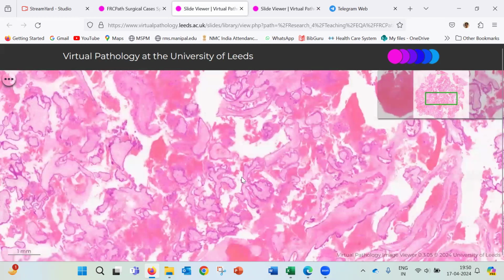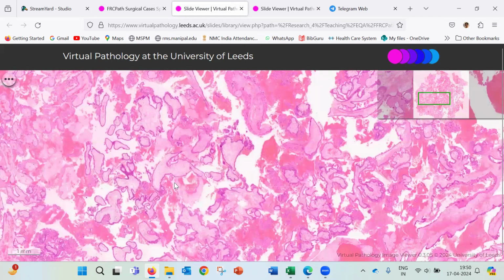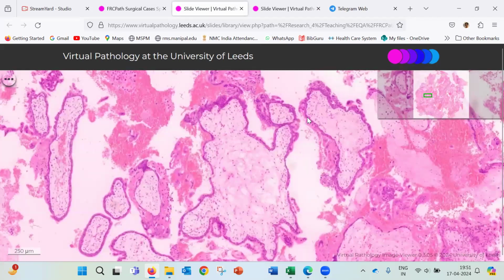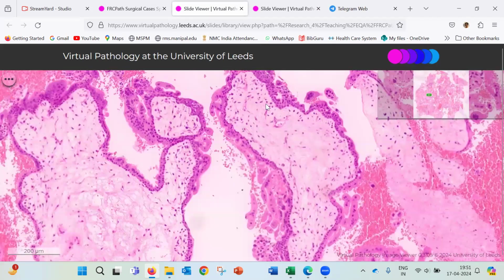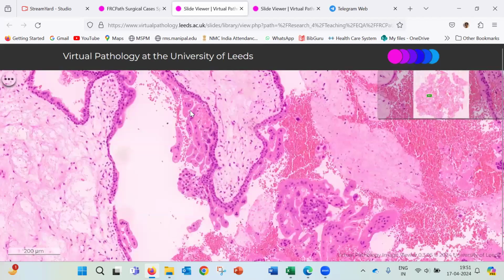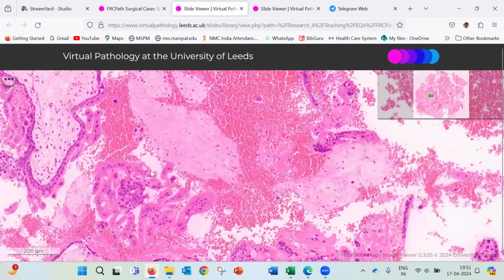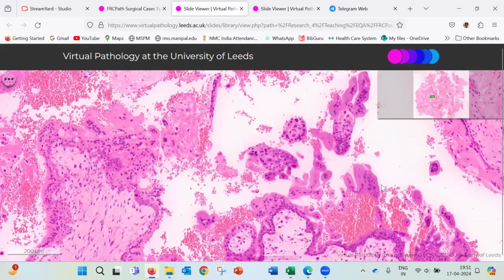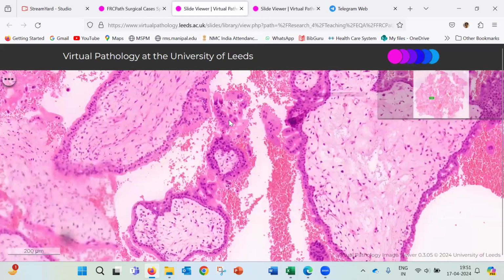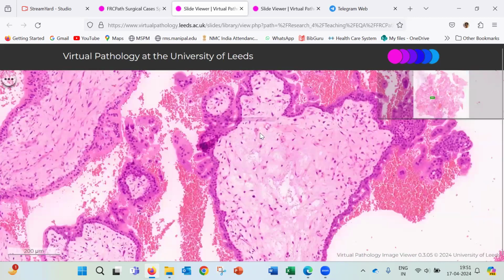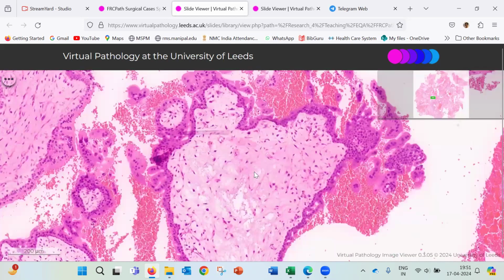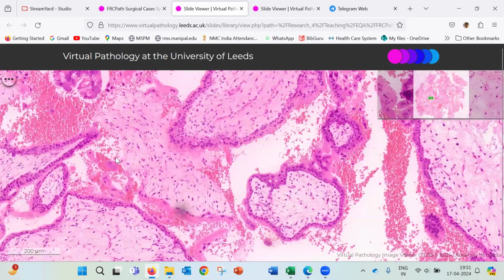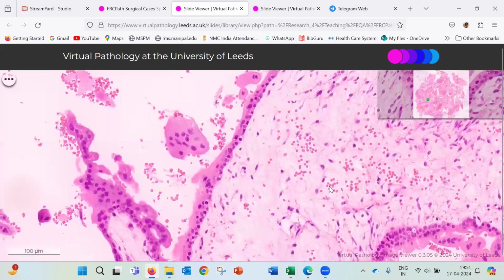So they are interested in it because, as we can see, the villi are showing circumferential trophoblastic proliferation. There is a circumferential trophoblastic proliferation. There is extravillous trophoblastic island. So all these are pointing towards a molar gestation. If you go higher, you don't see any vascular channels within the villi. So all these are pointing towards a molar gestation.